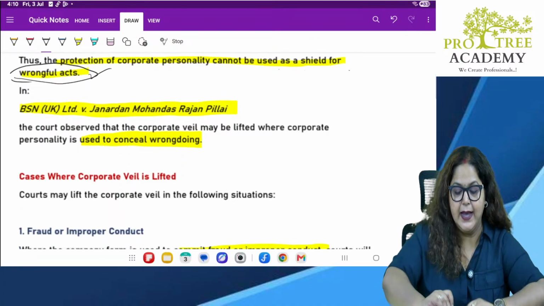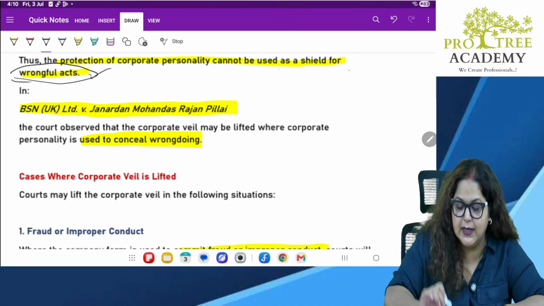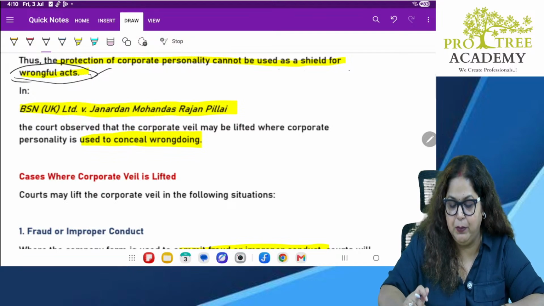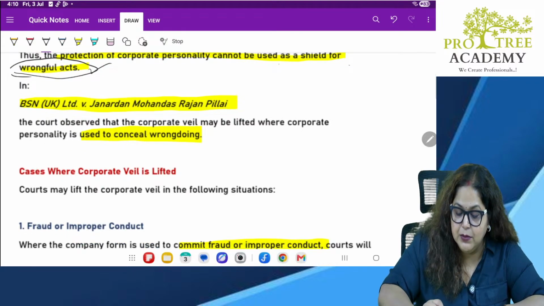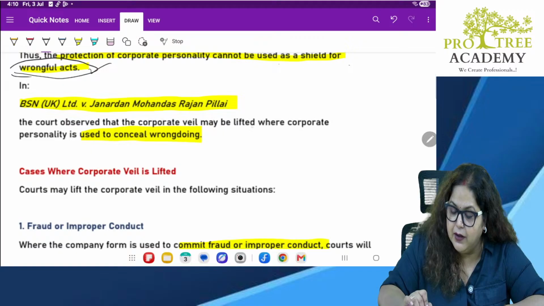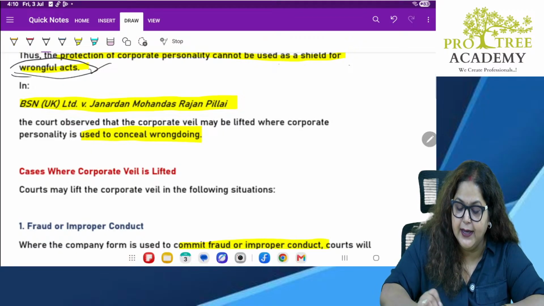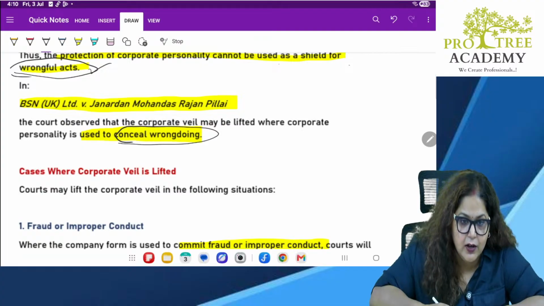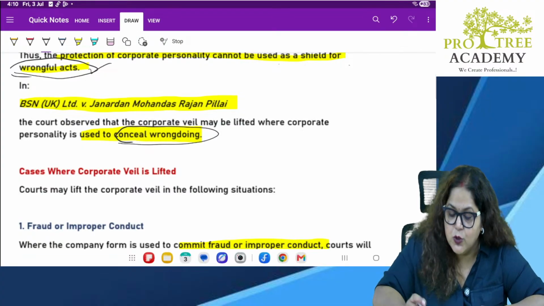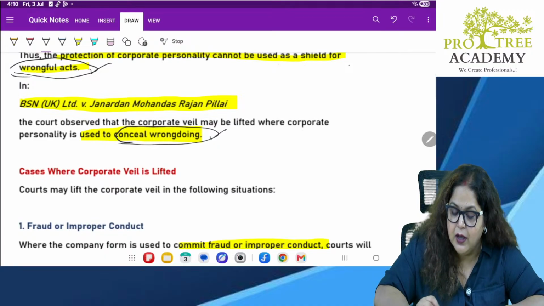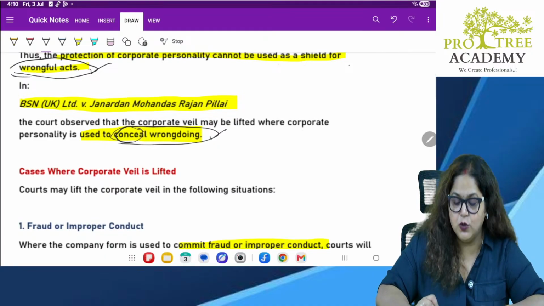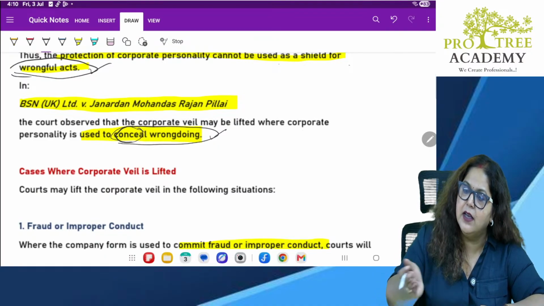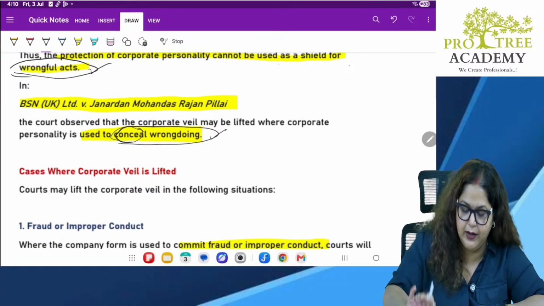What are the cases we are going to cover further? BSN UK Limited versus Janardhan Mohandas Rajan Pillai. The court observed that the corporate veil may be lifted where corporate personality is used for what, guys? To conceal wrongdoing. Conceal is what? Hiding. Hiding the wrongdoing. So there was a wrongdoing and they were hiding that. So in that case, the court lifted the corporate veil.